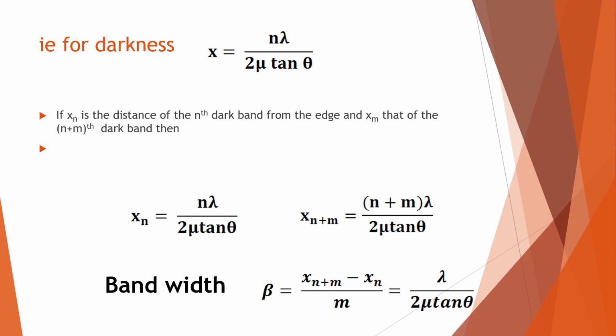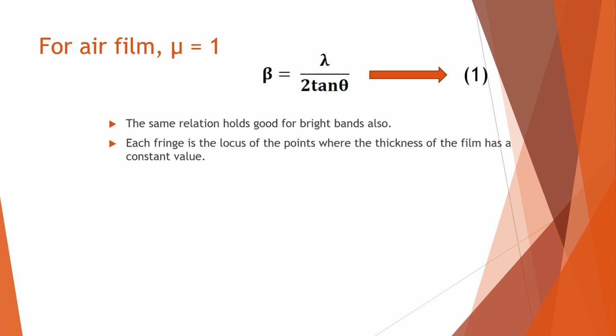In this equation for beta, if you put mu is equal to 1, that is, you will get air film. Beta is equal to lambda by 2 tan theta. So this is the expression for bandwidth beta with air film between the two glass plates. If there is a liquid film between the two glass plates, then the expression becomes beta is equal to lambda by 2 mu tan theta.